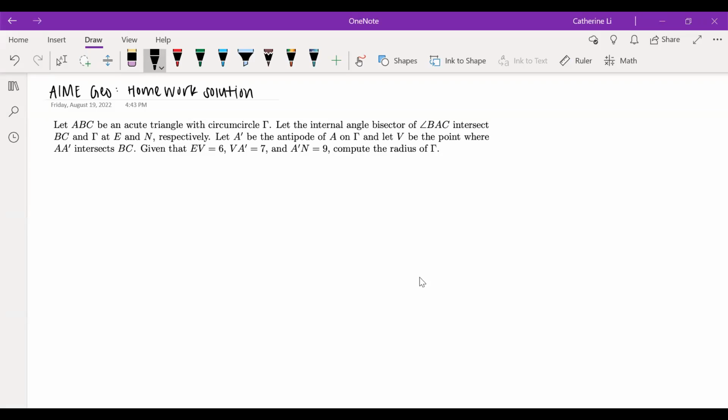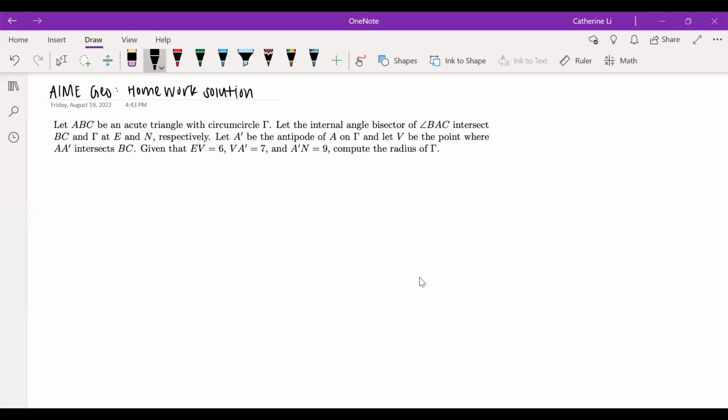Hi, I'm going to be going over the AMC geo homework solution. So the problem is, let ABC be an acute triangle with circumcircle gamma. Let the internal angle bisector of angle BAC intersect BC and gamma at E and N respectively, and let A prime be the antipode of A on gamma, and let V be the point where AA prime intersects BC. Given that EV equals 6, VA prime equals 7, and A prime N equals 9, compute the radius of gamma.